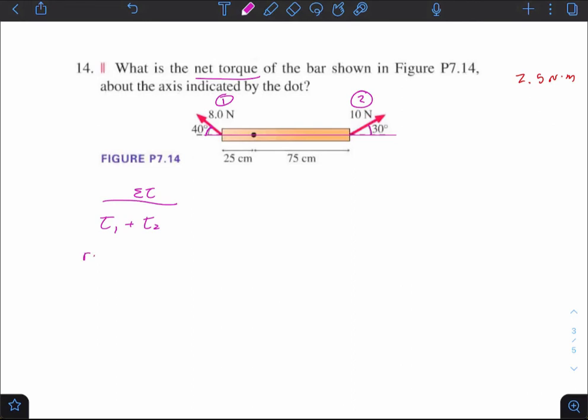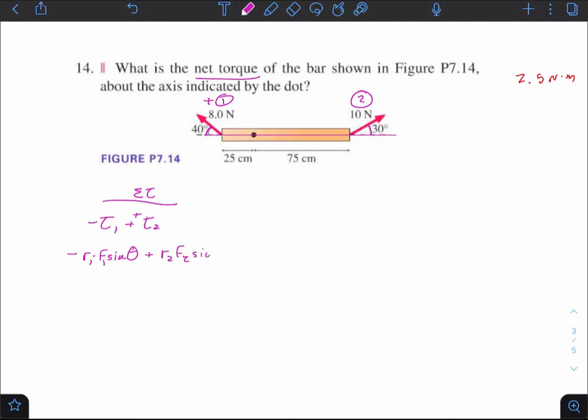And it's going to be RF sine theta. But don't forget your positives and negatives. Torque 1 is trying to rotate it clockwise, and clockwise is negative. And torque 2 is trying to rotate it counterclockwise, which is positive. So negative R1 F1 sine theta plus R2 F2 sine theta.